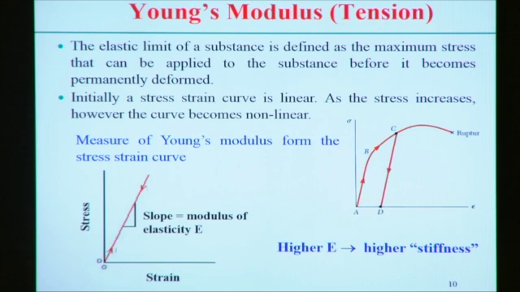Now, if we look at that diagram, the elastic limit of the substance defines the maximum stress that can be applied to the substance before it permanently deforms, which we have already explained. And if we take the right-hand side figure as a reference, here we can see the stress-strain diagram of a specific material. But in this case, how can we measure the Young's modulus from the stress-strain curve?